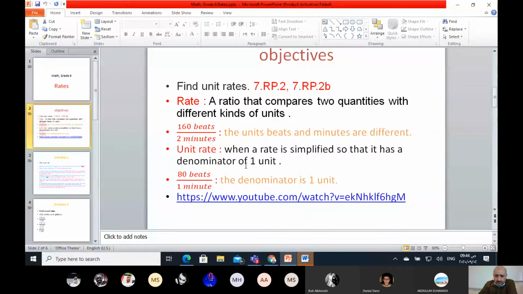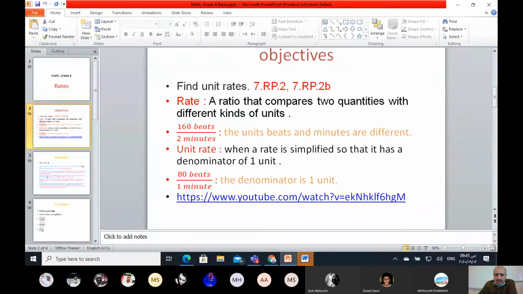So today we want to learn the meaning of the rate and the unit rate. A rate is a ratio that compares two quantities with different kinds of units. For example, here we have 100 bits over 2 minutes. We have a fraction comparing bits and minutes. This comparison in the fraction means I have a rate.